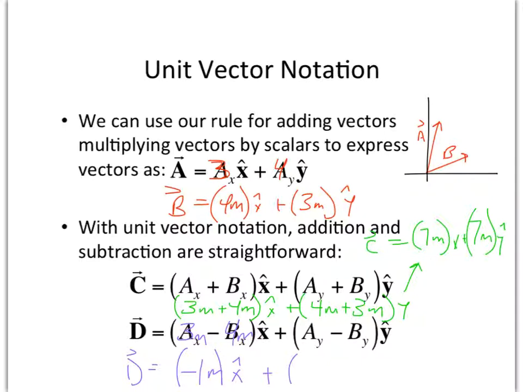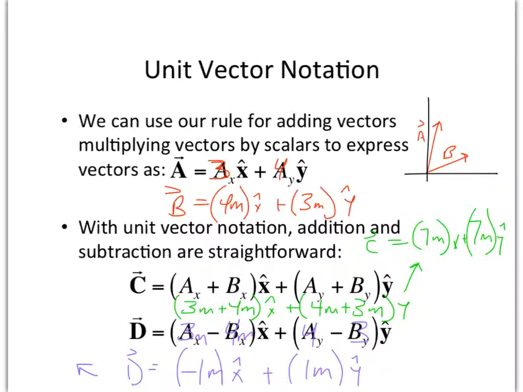And what's AY? Well, that's 4 minus BY is 3. So 4 minus 3, we can do that in our heads, can't we? That would be 1 meter y hat. Okay, so vector D would look kind of like that. Okay, vector C would be pointing kind of in the positive, above the positive x-axis direction.